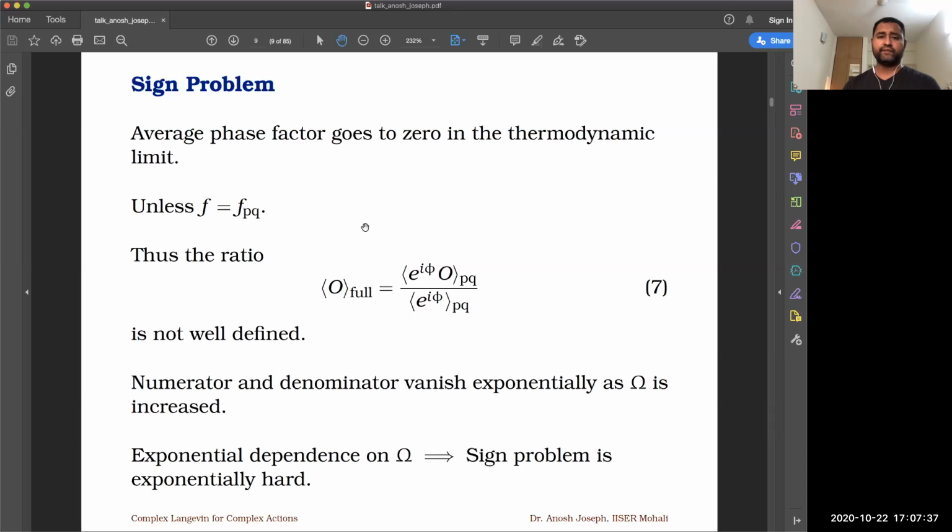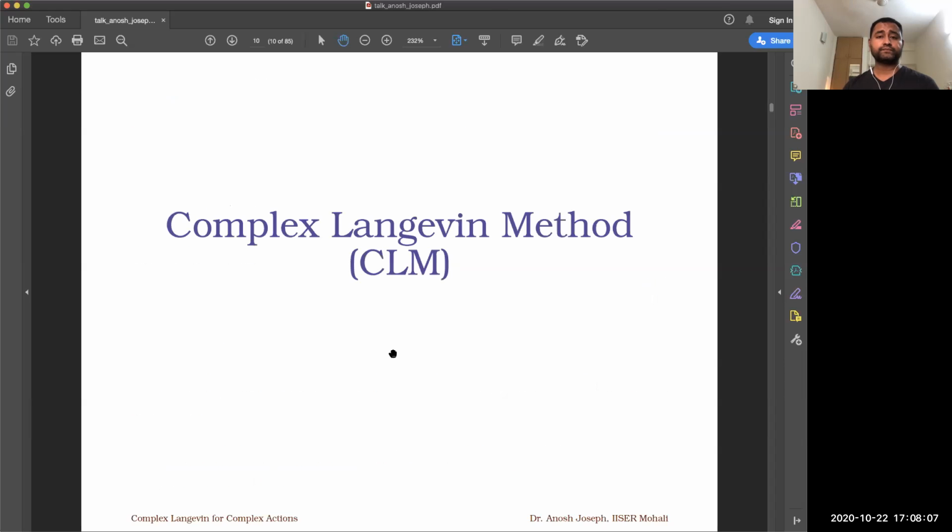The problem is that when we take the thermodynamic limit, this phase factor goes to zero if F is not equal to F phase quenched. That is rarely the case. So the ratio which gives this observable is not well defined. Numerator and denominator vanish exponentially as Ω is increased, as the lattice volume is increased. There is an exponential dependence on the lattice volume. That means the sign problem is exponentially hard. So it is difficult.